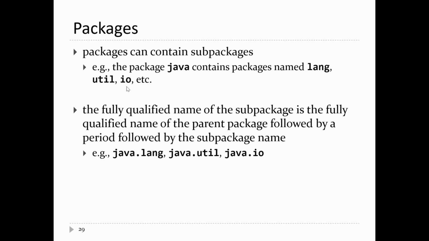If you have a package inside of a package, the full name of the package is the list of all packages leading up to the package, separated by periods. So lang is inside of java, so the full name of the package lang is java.lang. Util is inside java, so the full package name of util is java.util, and so on and so forth. The full package name is called the fully qualified name.